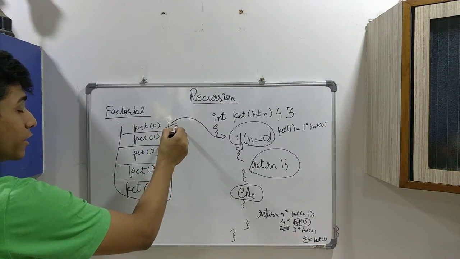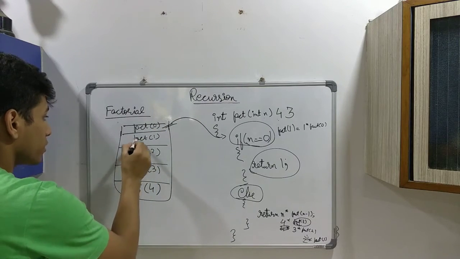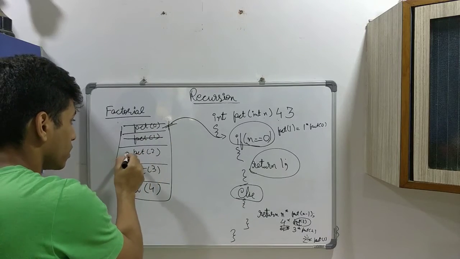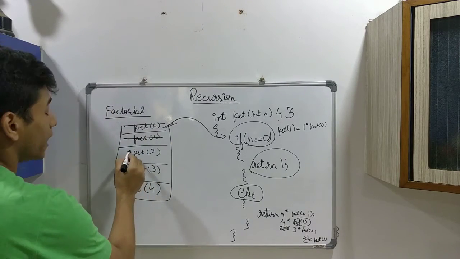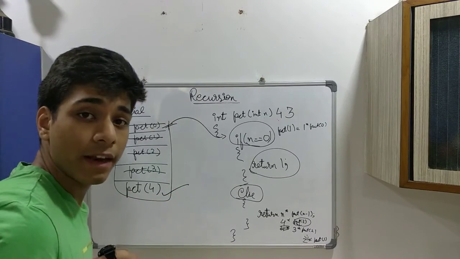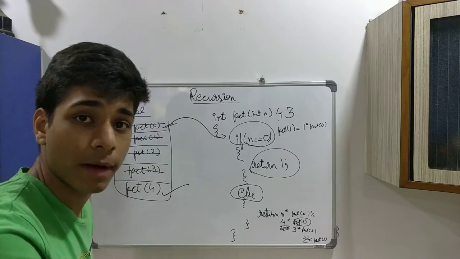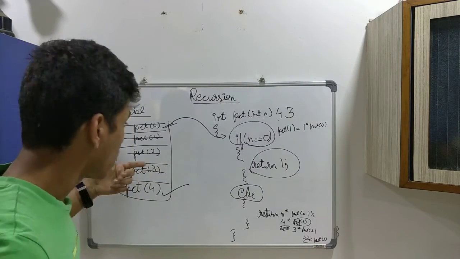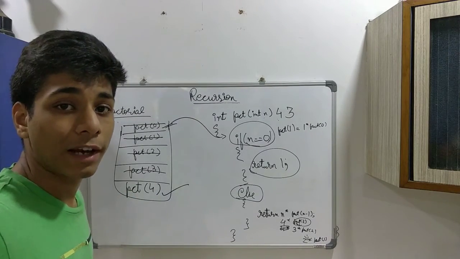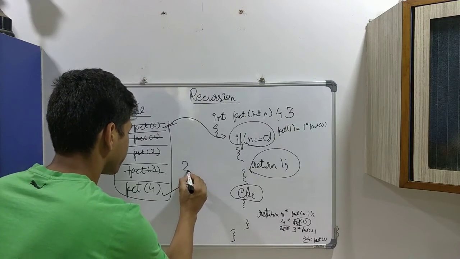So when this function returns the value, its work is done, so it gets crossed out. And it returns the value to this function, which is 1 into 1, and its work is done too, so it gets crossed out. Then finally we reach this function, where we know the answer is 4 into 3 factorial, and we know the value of 3 factorial by now because of recursive iteration. So factorial 4 is equal to 4 into factorial of 3, which is 4 into 6, and now we know that the answer is 24.